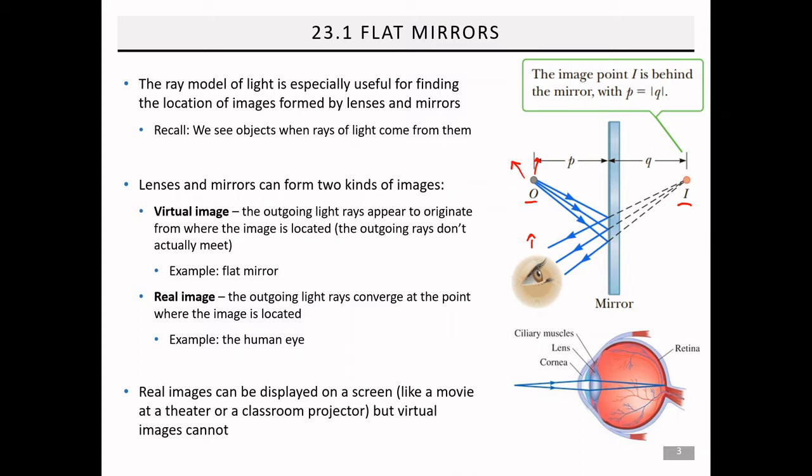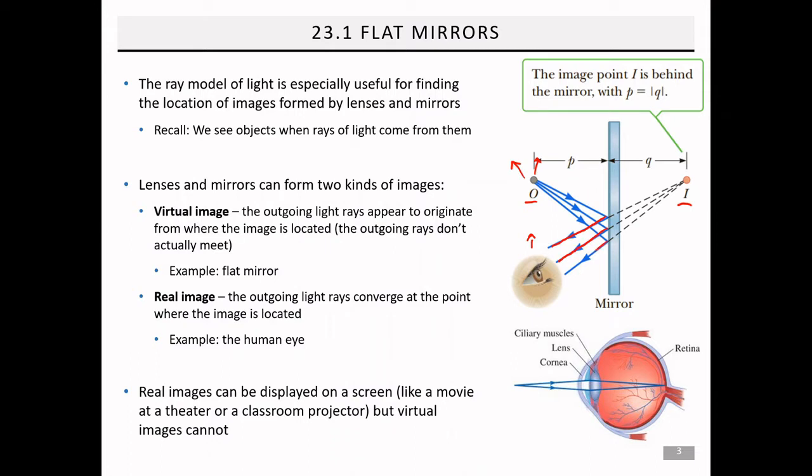Now there are two kinds of images that can be formed by lenses and mirrors. At this point you can view the following as just two definitions for two different types of images. We will have plenty of examples coming up to help you understand what these things actually are. So the first one is a virtual image. This is where the outgoing light rays appear to originate from where the image is located. In this case, outgoing light rays means light rays that are reflecting off of the mirror.